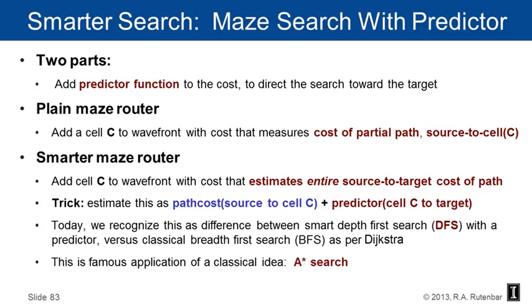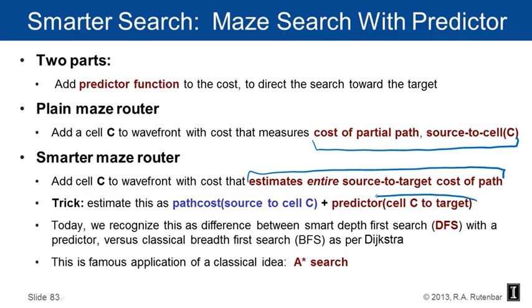It measures the cost of the partial path that goes from the source to this cell C. In a smart maze router, we're going to add a cell C to the wavefront with a cost that estimates the entire source to target cost of the path through cell C. And the trick is that we're going to estimate this as the path cost from the source to cell C, we know that, plus a predictor, and I'm circling the predictor. The predictor is an estimate, and I'm just going to write ESTIMATE here. The predictor is an estimate.